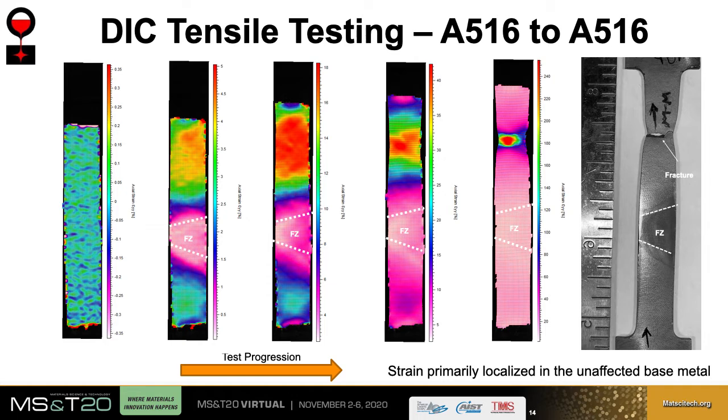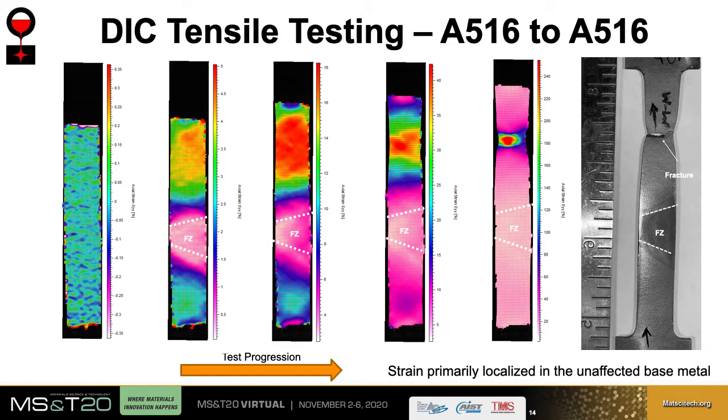Here are some DIC pictures for A516 welded to itself. DIC is digital image correlation. These DIC images show the strain in the tensile specimen during tensile testing. The fusion zone marked as FZ in these images is in the gauge area. Pink and purple is low strain and red is high strain. The leftmost image is a tensile specimen at the beginning of the test, and moving from left to right shows the specimen as the test progresses.